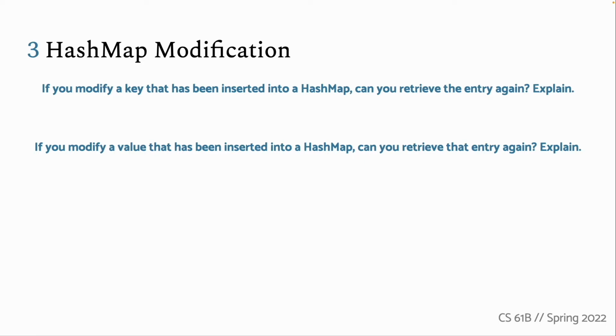So the two questions are, if you modify the key that has been inserted into the hash map, so you modify the instance of the key that is currently present within the entry, can you still retrieve that entry? And likewise, if you modify the value, the instance of the value that has been inserted into the hash map, can you retrieve that entry? You can assume that we know we're looking for that modified key, so we have the modified key in our hand when we're looking through these things. I'll give you a chance to think about it, and then we'll go over it together.